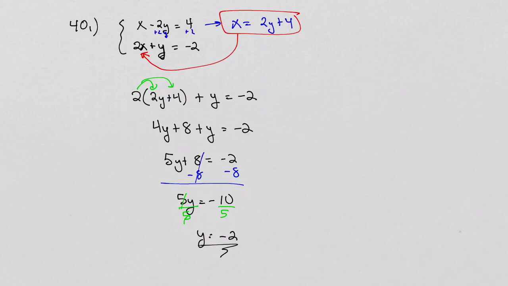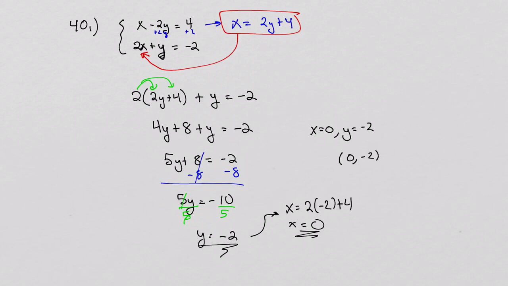So that's our value for y, and I'm just going to plug that in for y right up here to solve for x, because we're not done yet. We need to find out what x is. So x is going to equal 2 times negative 2 plus 4, because y is negative 2, and you get that x is equal to 0. So our answer is x equals 0 and y equals negative 2, or preferably the coordinate point (0, negative 2). So x is 0, y is negative 2.